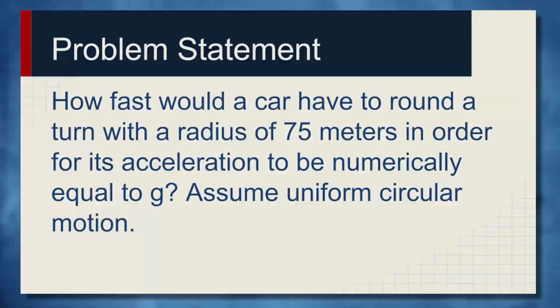And that says, how fast would a car have to round a turn with a radius of 75 meters in order for its acceleration to be numerically equal to g? Assume uniform circular motion. Okay, so we see that in this problem we have a case where they tell us there is uniform circular motion.